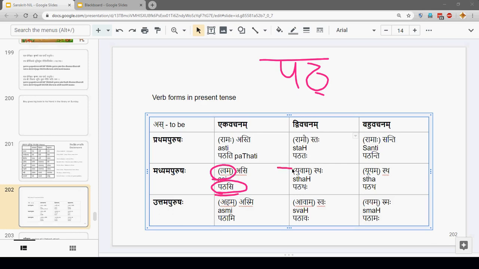And same thing with yuvam. Tvam means you in Sanskrit. Yuvam means you two. So if you're going to use pathathaha, then the word yuvam must be there. Without yuvam, we can't use it. And similarly, yuyam means you all, or many of you. Only with the word yuyam can pathatha be used. Same thing with aham: only with aham can pathami be used. With avam, meaning we two, pathavaha can be used. And with vayam, meaning we, many of us, pathamaha can be used, and with nothing else.